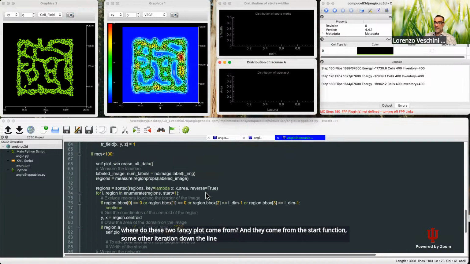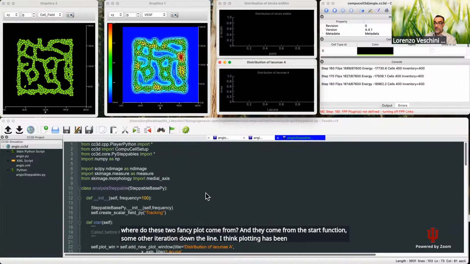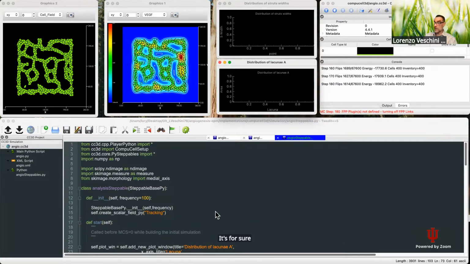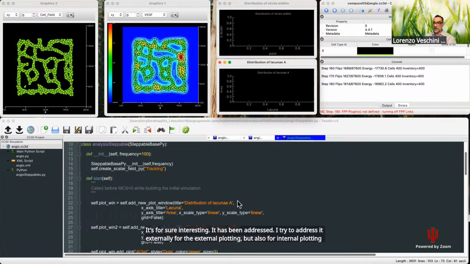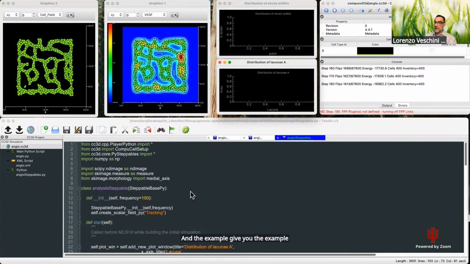I think plotting has been addressed or will be addressed. It is for sure interesting. It has been addressed. I try to address it externally for the external plotting, but also for internal plotting, we can do very interesting stuff. And the example gives you an example of a prompt for that.